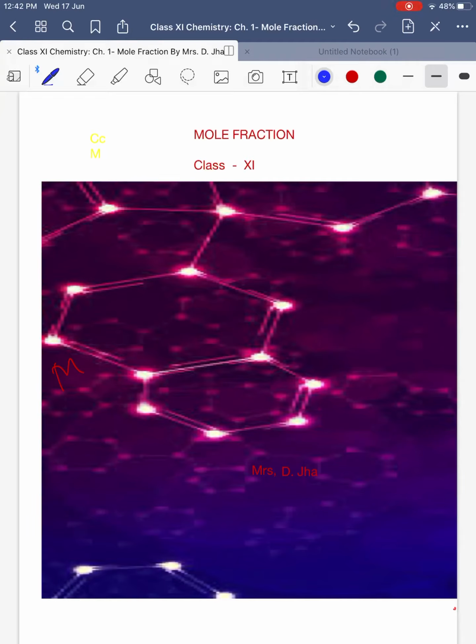Mole fraction is a way of expressing the concentration of a solution or mixture. Mole fraction is the number of moles of a particular component to the total number of moles of the solution. The same statement can be better expressed by this graphical presentation.